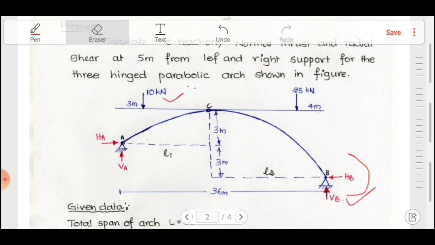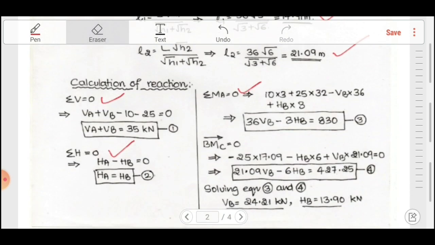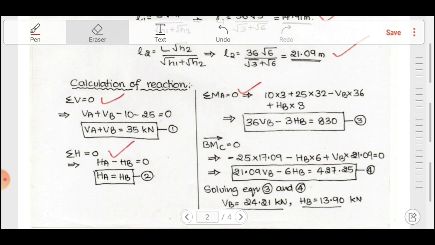Okay, so the same thing I have written here: it is 10 into 3 plus 25 into 32 minus VB into 36 plus HB into 3, so that we will get one equation, that is equation number 3. Okay, this is equation number 3.